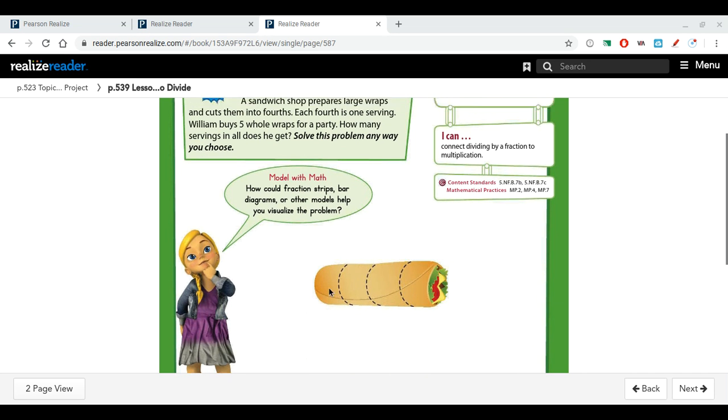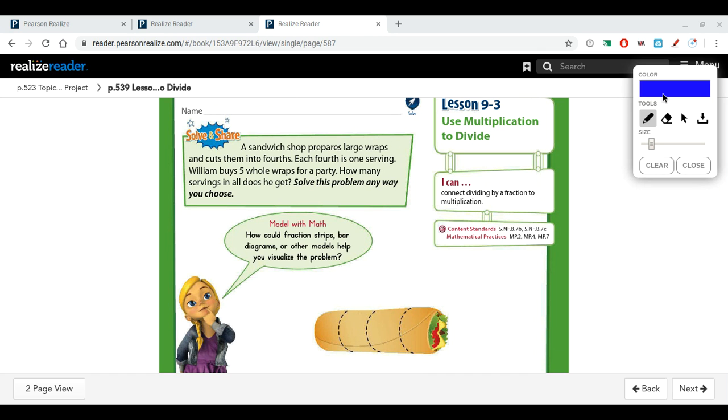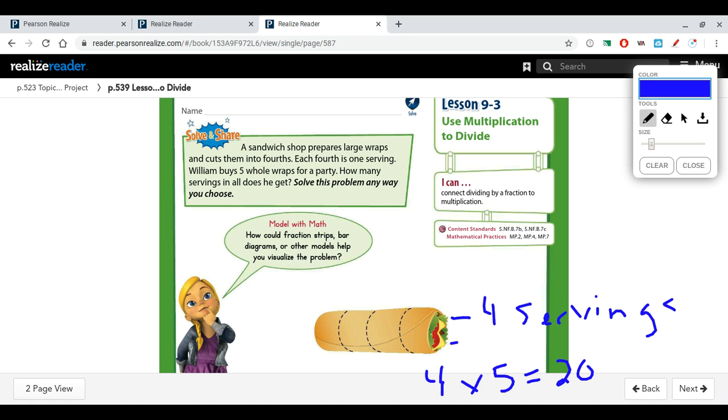What's nice is they've already visually shown this for us. One wrap is going to have 4 servings. So if I have 5 wraps, I'm going to take the 4 servings that I have in one wrap and multiply that by 5. And I end up with 20 servings.